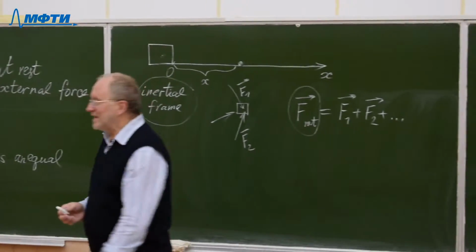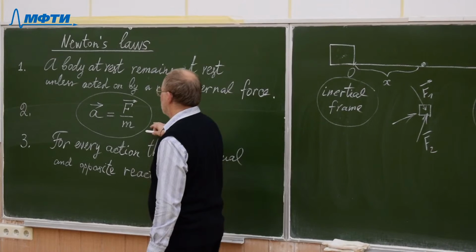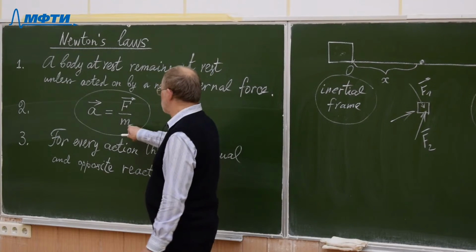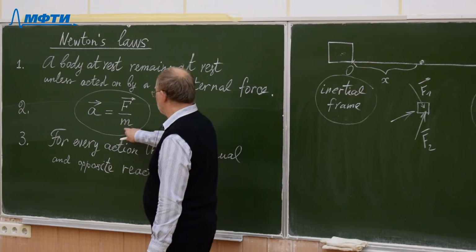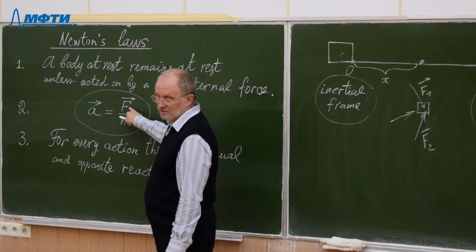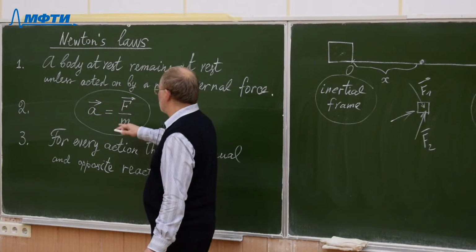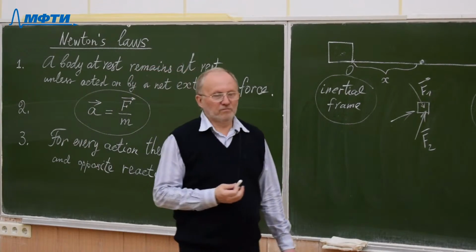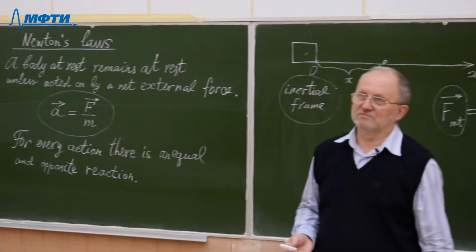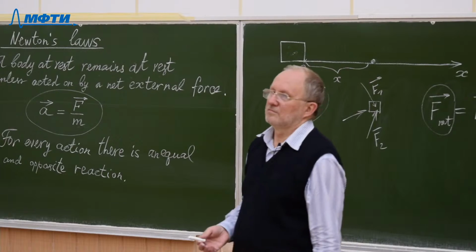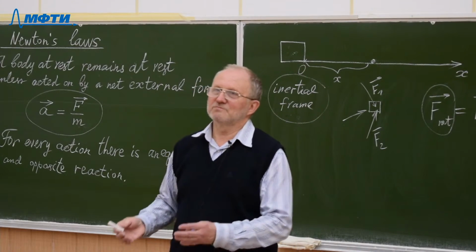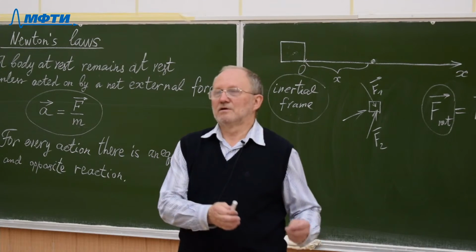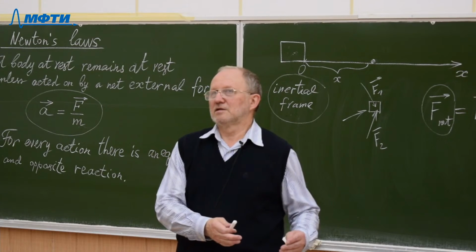In order to be able to use this law, we must have some instruments to measure the mass, and we have some means to measure forces. If we are unable to measure forces and unable to measure mass, then we are unable to use this formula. How can we measure a mass of the body? By comparing this body with some other reference body or sample which has a unit mass by convention.